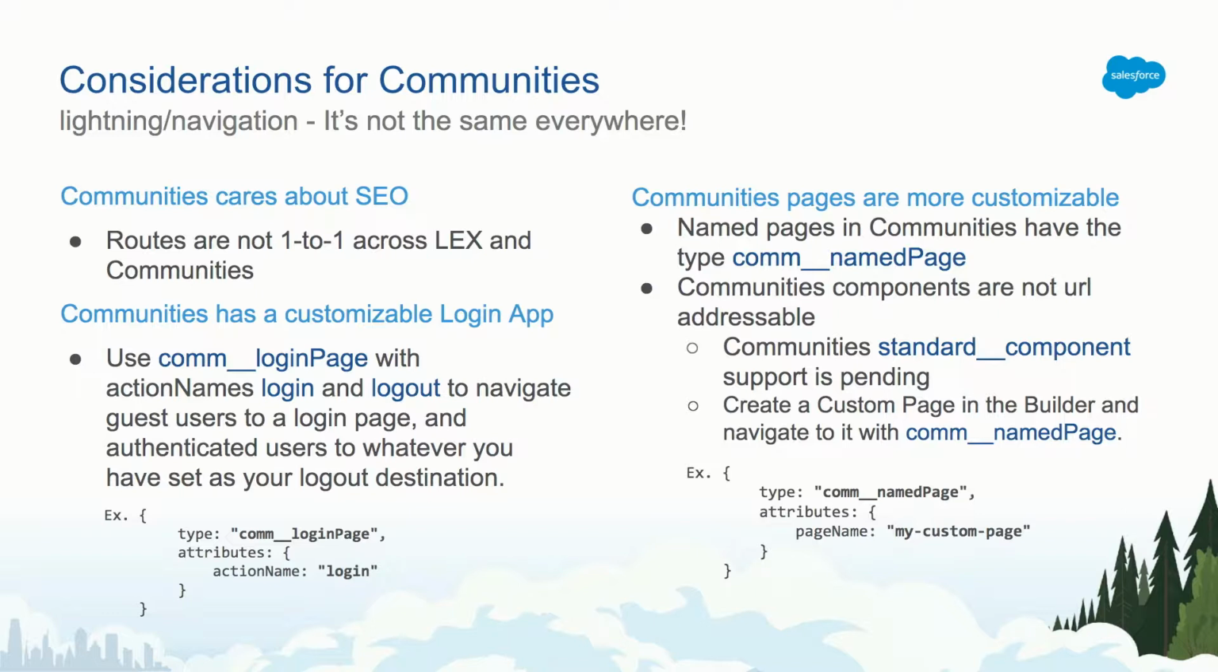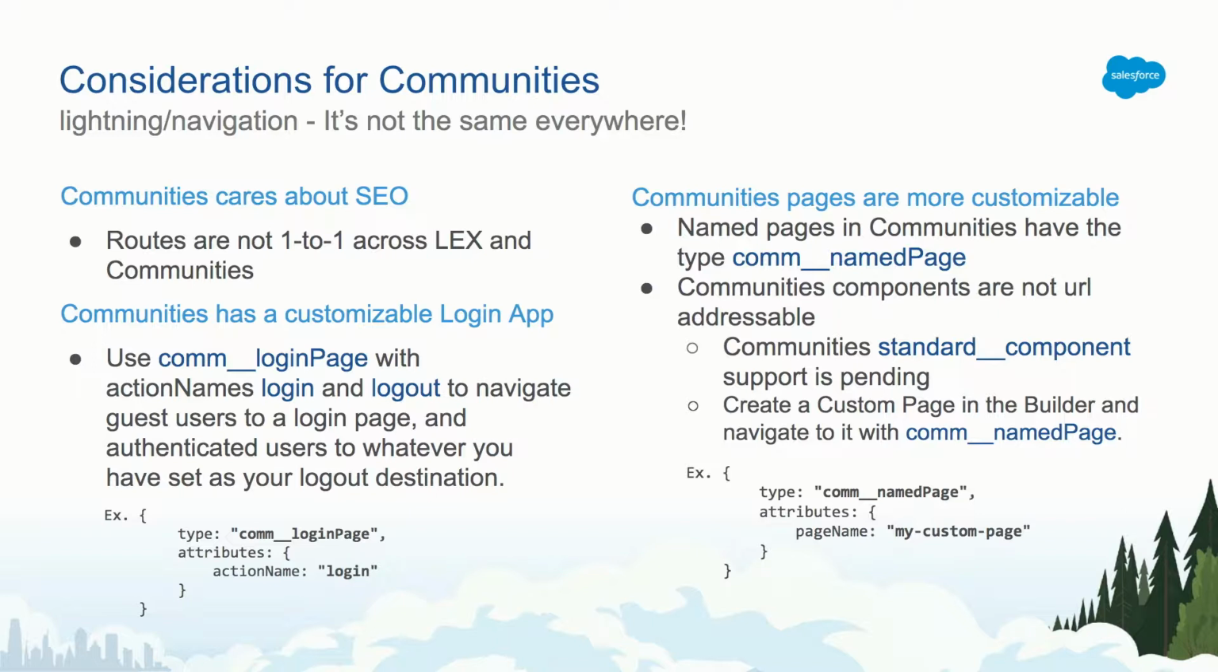So there's a couple differences between how this API works in LEX versus communities, mostly because the two platforms are different. For example, communities is a public-facing application, so we care a lot about SEO, and URL structure is pretty important for that. So oftentimes you'll see that routes aren't one-to-one across LEX and communities, so page references don't always match up perfectly.